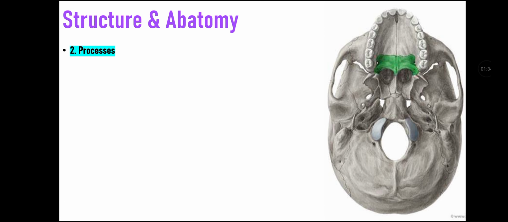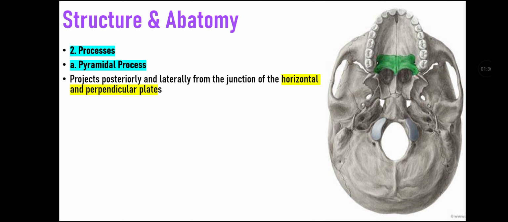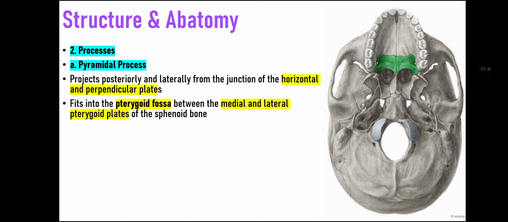Then we will talk about its processes that include pyramidal process that projects posteriorly and laterally to form the junction of horizontal and perpendicular plate. It fits into the pterygoid fossa between the medial and lateral pterygoid plates of sphenoid bone.